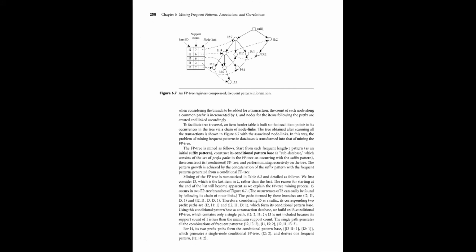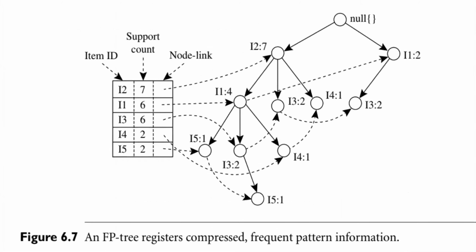Now see this diagram, which shows the first item, that is item 2, item 1, item 3, item 4, and item 5. How many supplementary counts: 7, 6, 6, 6, 2, 2. What are the node links? I2 is 7, which will be added under the null. Then I1, I4, I3 and I4. So here you have to draw the diagram. With supplementary counts and node links, you have to connect them, similar to a single linked list, linking one node to another node.